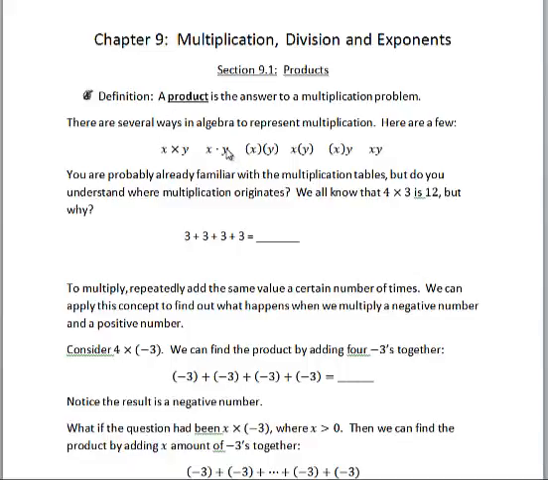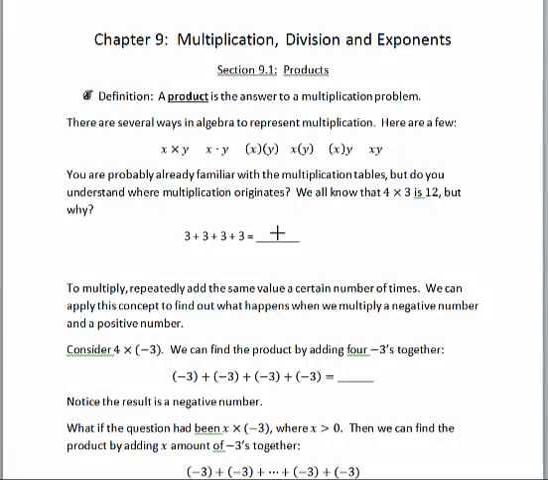So from here on out, with variables popping up, we can represent multiplication with a dot, parentheses around each variable or number that's a part of the product. We can put parentheses around one of the variables, the second or the first, or in the case of two variables, we can just place them side by side.